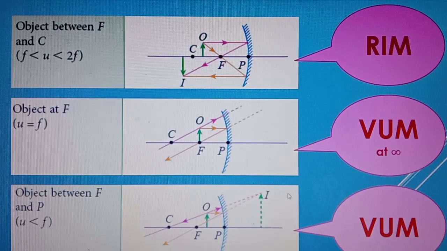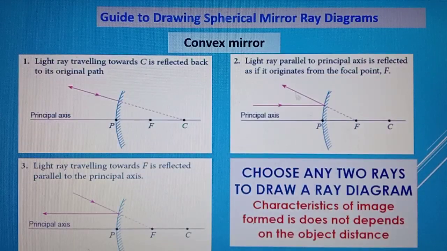So there are 6 different positions of the object, and you will get a characteristic of the image formed. You must be able to sketch the ray diagram and state the characteristic of the image based on the object distance. Now for the convex mirror, there are 3 rules also.